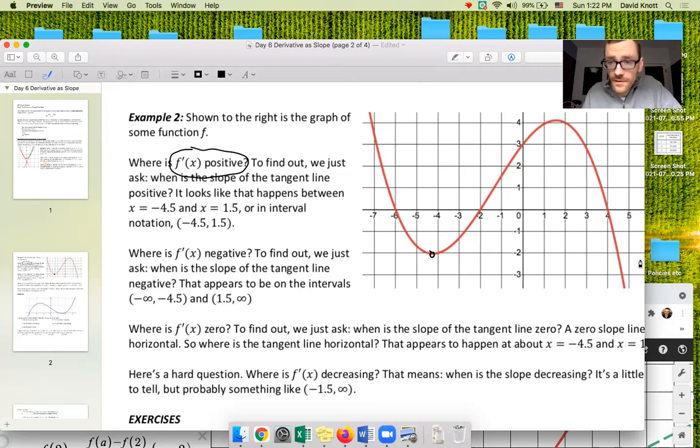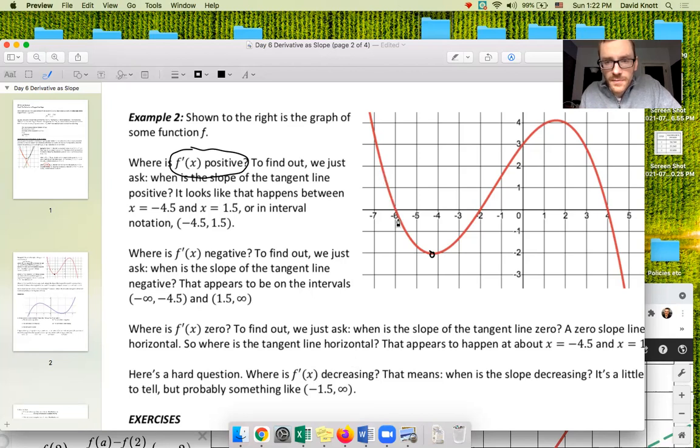I'm not asking where the original function is decreasing. I'm asking where is the derivative decreasing? That's not so easy to determine. What I recommend is that you just start picking points, drawing tangent lines, and pay careful attention to what is happening to the slope. The derivative is the slope of the tangent line, so we're looking for places where the slope of the tangent line is decreasing.